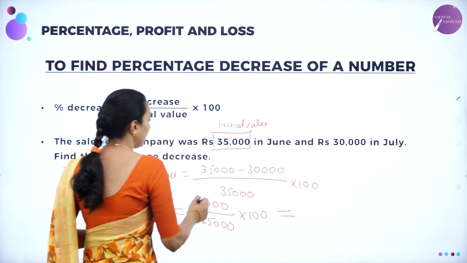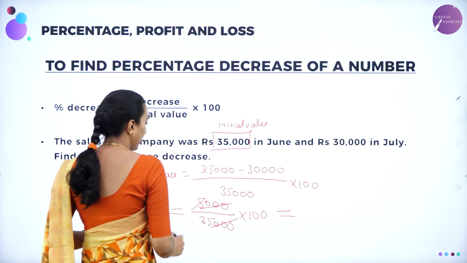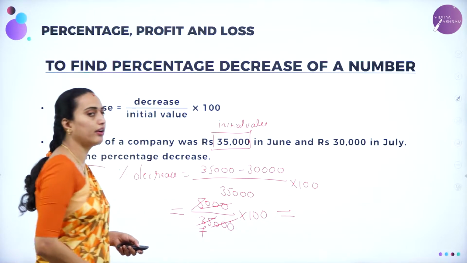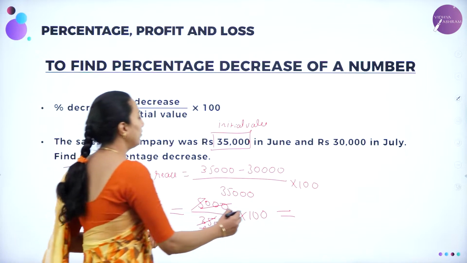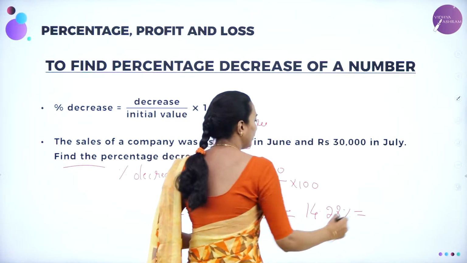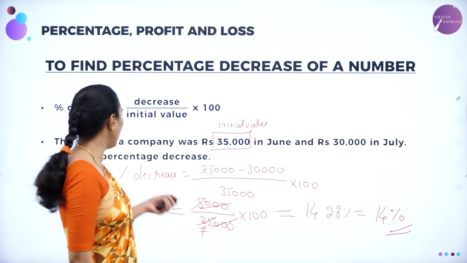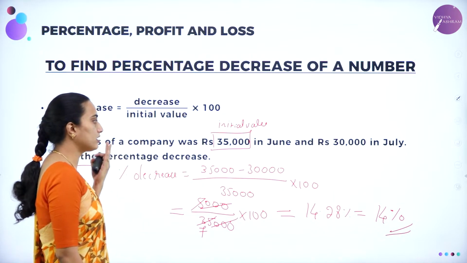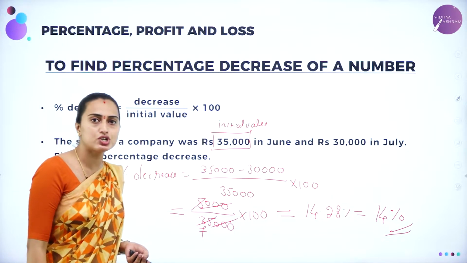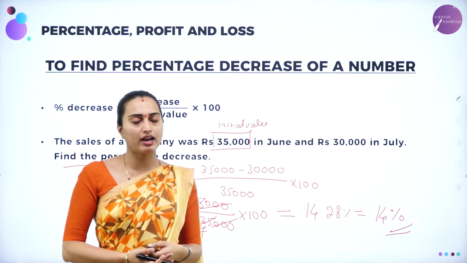So the answer you are going to get for this one is, the zeros will get cancelled. 5 ones are 5, 7 fives are 35. 1 by 7 into 100. So the answer you are going to get is 14.28 percentage, which you can round off to 14. Okay, so 14% will be the decrease when the sales of a company were 35,000 in June and 30,000 in July. Got it? So this is how we are going to solve by using these kinds of formulas.